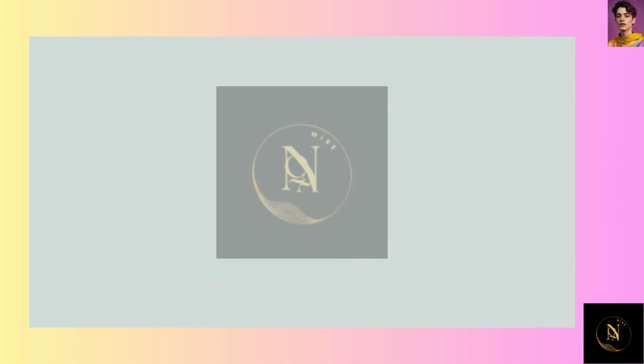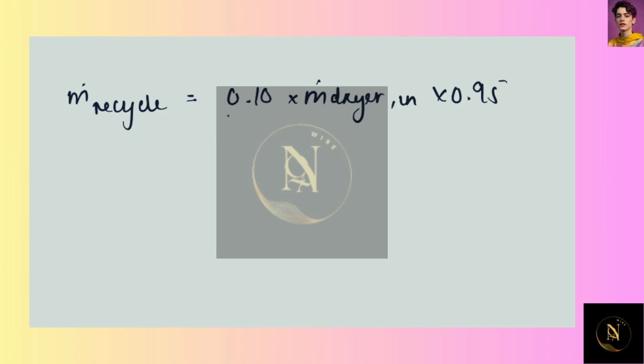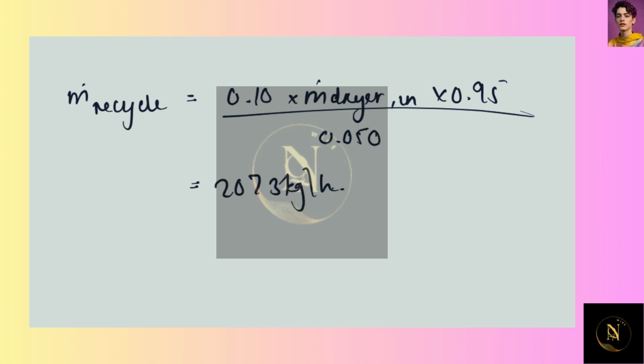So about 5% of the solution out of the centrifuge is fed to the dryer and 95% can be recycled back. So we can calculate the recycle flow rate from the fact that the solution is made up of 10% of the feed to the dryer, but then only 5% of the solution comes out of the centrifuge. So we have M dot recycle is equal to 0.10 multiplied by M dot dryer in multiplied by 0.95, divide that by 0.050, we get 2073 kilograms per hour.